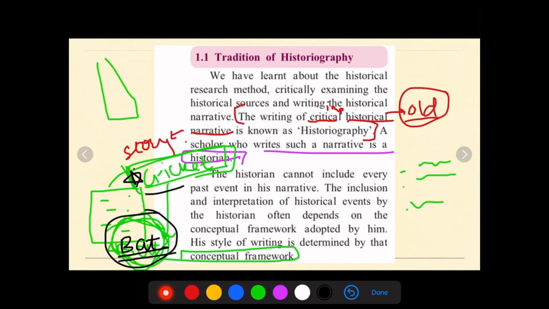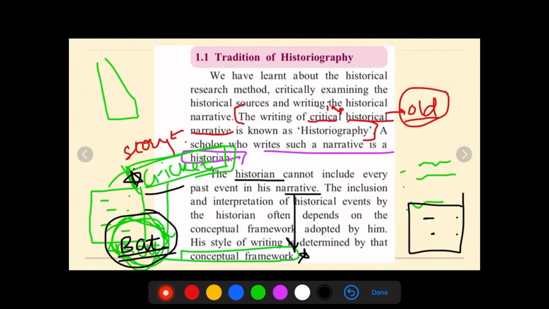Okay, so this becomes my conceptual framework. So the only required topic of one's observation is the conceptual framework. If the historian wants to write the narrative, he will include his conceptual framework. Why? Because history is very vast and everything cannot be included in history. Now I hope this is clear. These two paragraphs are clear with you.